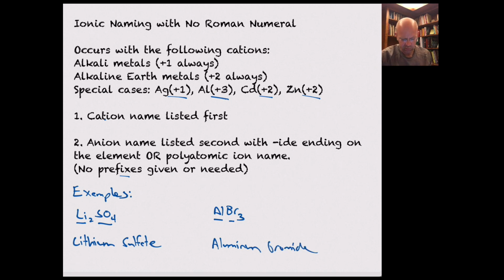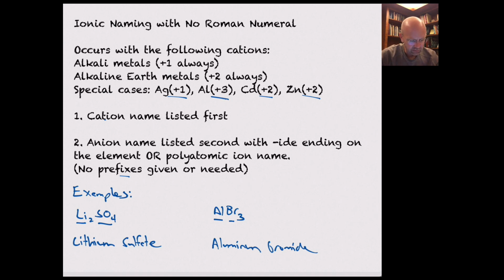And just by saying aluminum bromide, we already know that there's one aluminum because it always has a +3 charge. There must be 3 bromides, right, in order to balance that charge and the whole compound be neutral. So these names don't need any prefixes. Okay? So that's ionic naming with no Roman numerals.